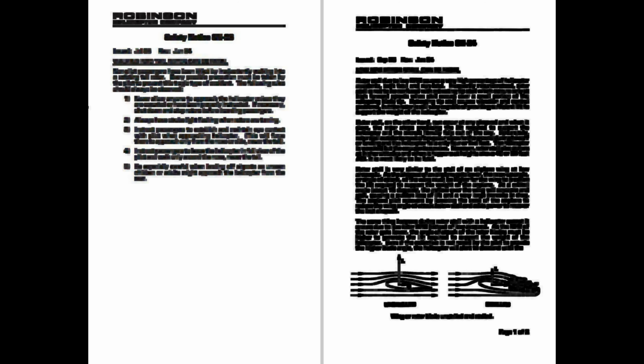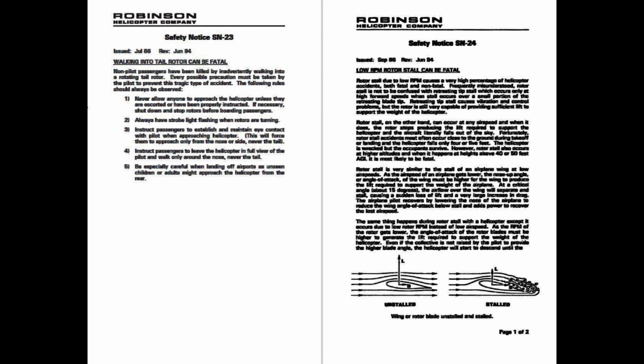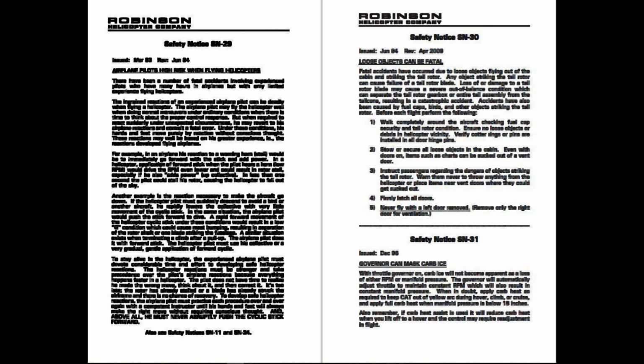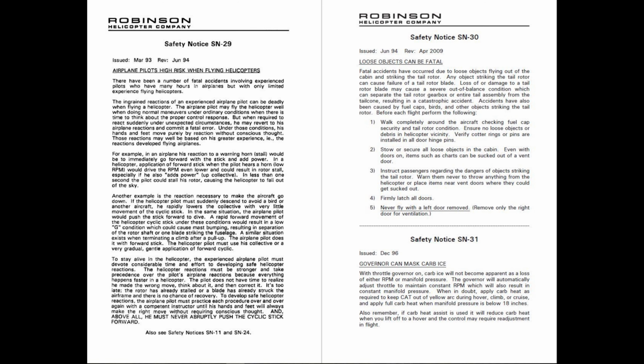Should passengers ever approach the helicopter from behind? No, walking into the tail rotor can be fatal, along with exhaust fumes. Why should fuel caps be checked before starting the engine? Because loose objects can be fatal. Any object striking the tail rotor can cause failure of the tail rotor blade. In worst cases, damage to the tail rotor may cause a severe out of balance condition that can separate the tail rotor gearbox or the entire tail assembly from the tail cone, resulting in a catastrophic accident.